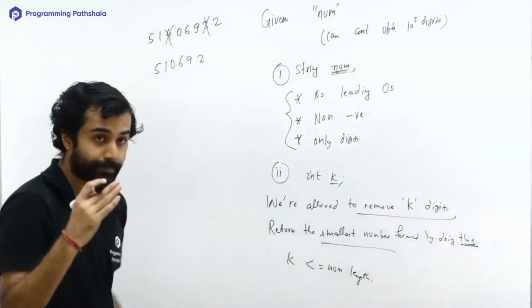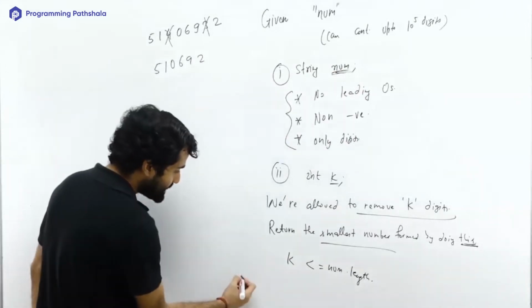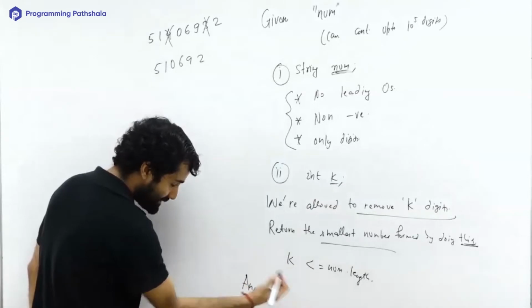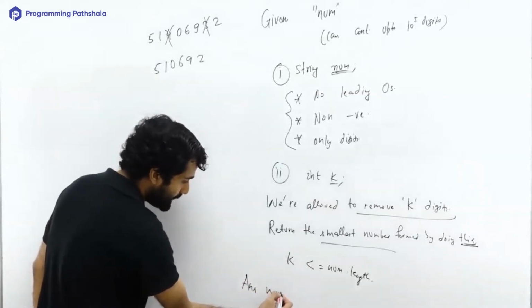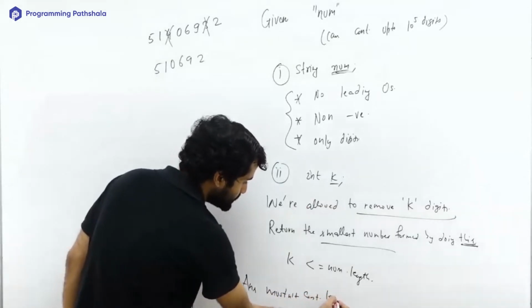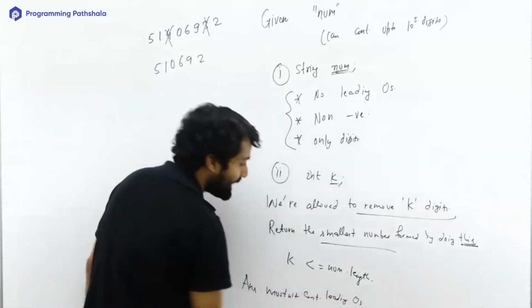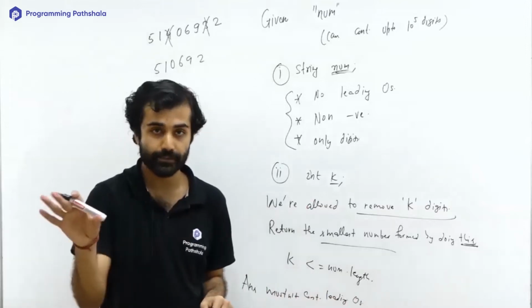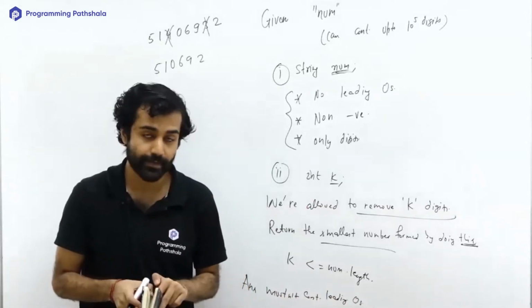Cool. Now let me tell you one thing. Whatever your answer should be, it must not contain leading zeros. So my answer must not contain any leading zeros at all. That you have to ensure while you solve this question.